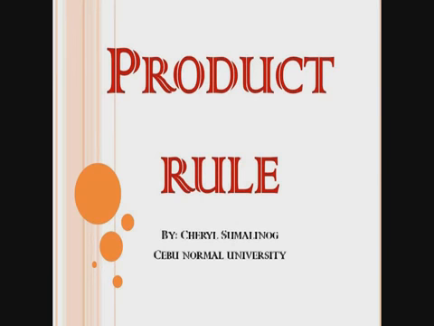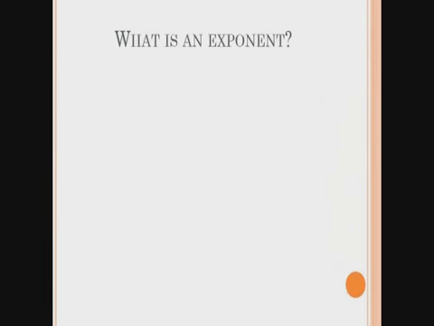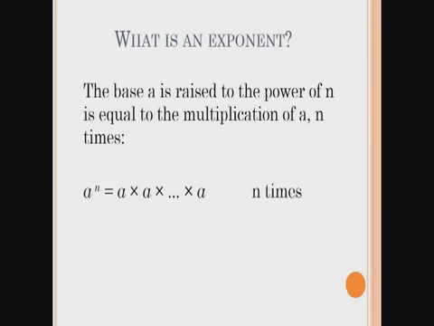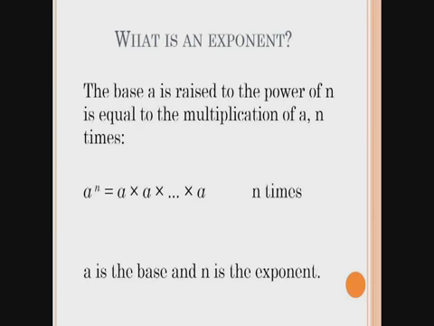Hi everyone, today we are going to learn about the different product rules of exponents. First, let's review what an exponent is. If we have the base a raised to the power of n, it is equal to the multiplication of a, n times. That is, a to the power of n is equal to a times a times a, up to n times. The a is the base and n is what we call the exponent.